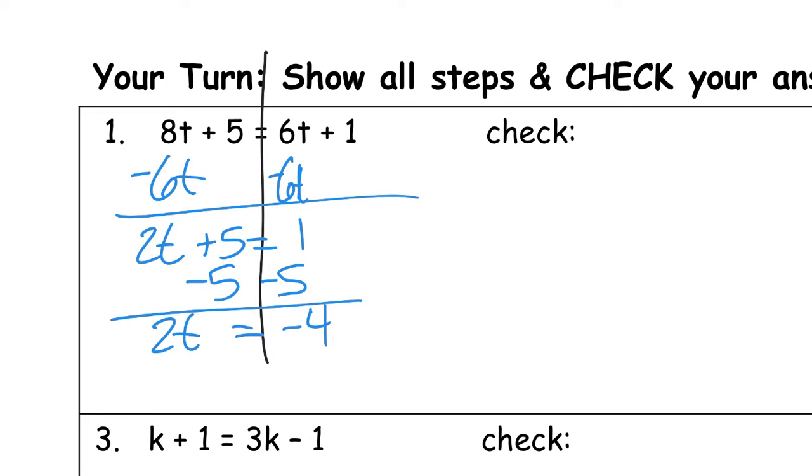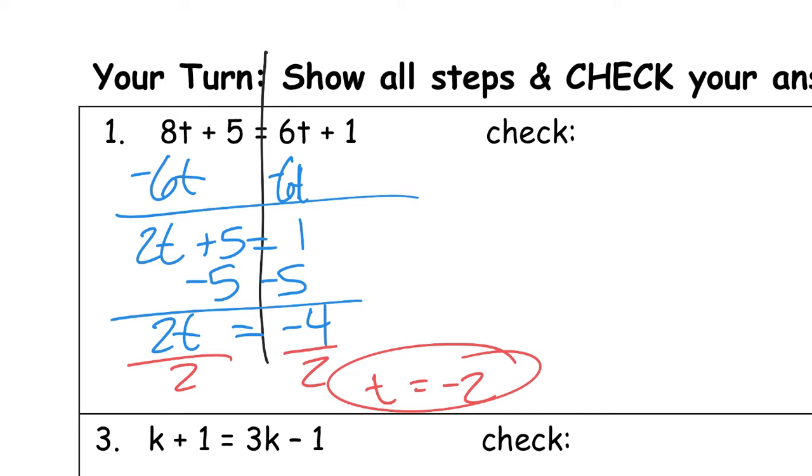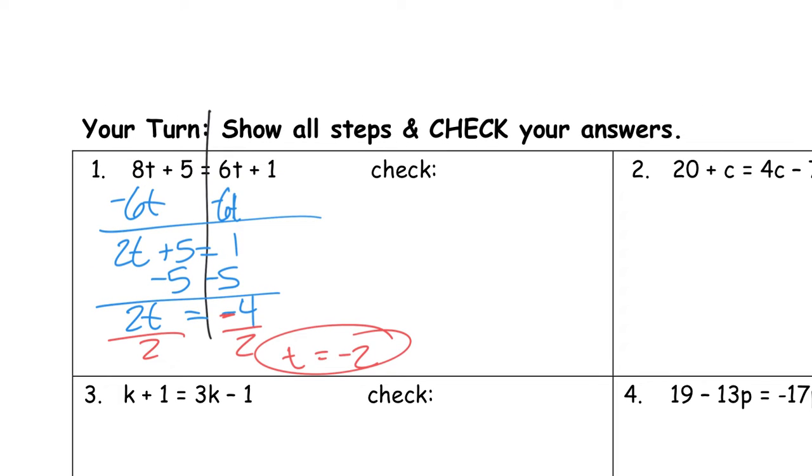Keeping those signs is important, okay? Divide by 2. Divide by 2. They're saying t equals negative 2. Remember, bring down this sign or it could mess everything up, because if I were to check it and I didn't have a negative, I would be wrong. So let's check it real quick. They're saying 8 times t, so t is a negative 2, plus 5 needs to equal 6 times t plus 1. So I'm just putting t in for my answer.